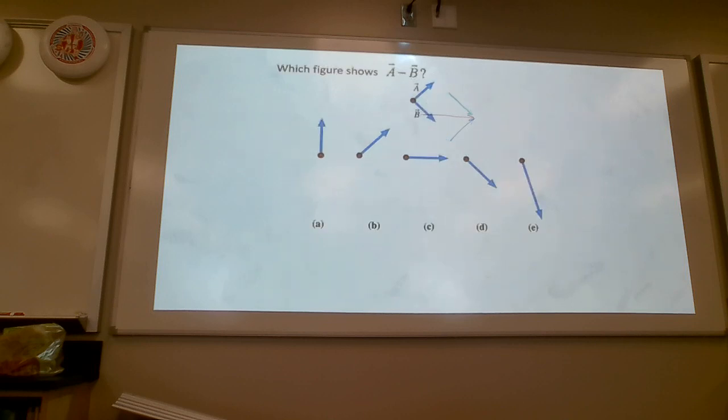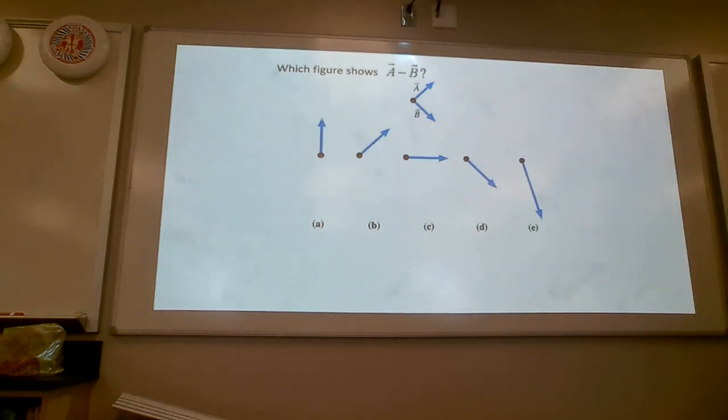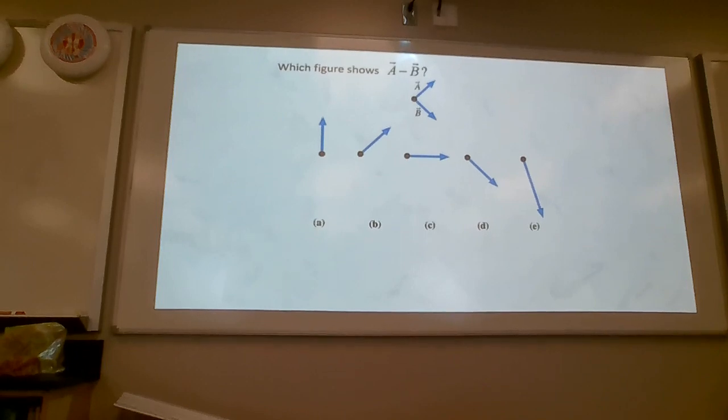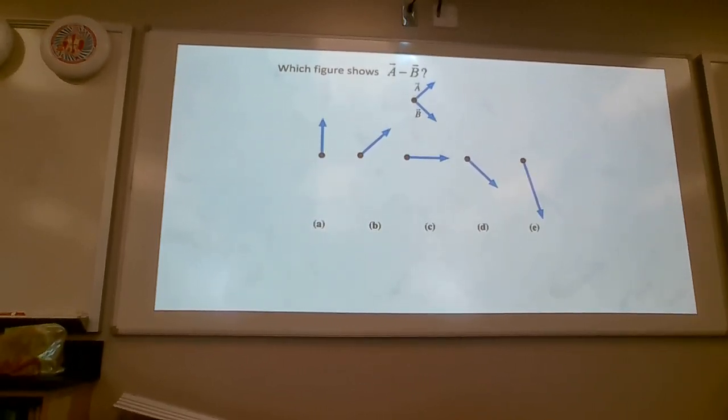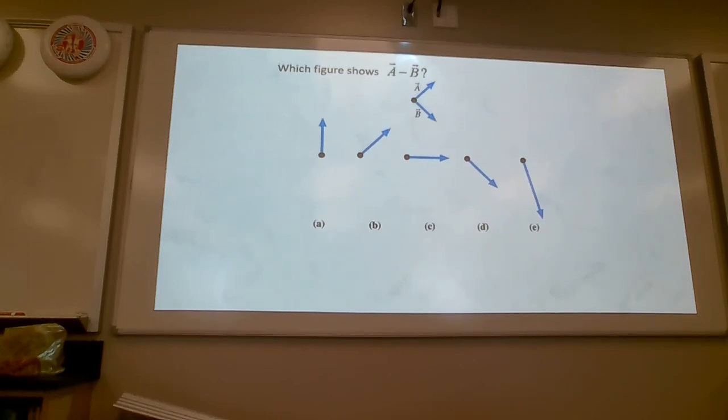How about subtracting? Tell your neighbor.